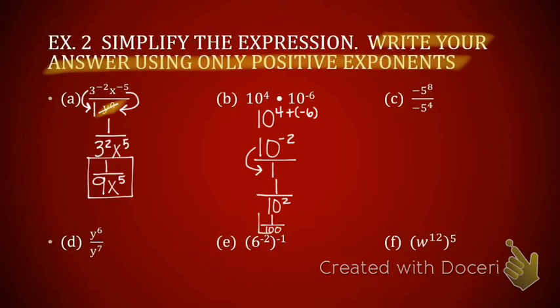100. So my final boxed in answer is 1 over 100, or 1/100. Now look at letter C. Before we do anything, show me the rule that we're using on this one. Using the quotient of a power.